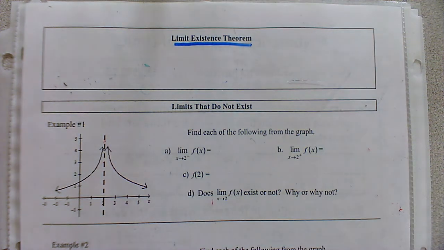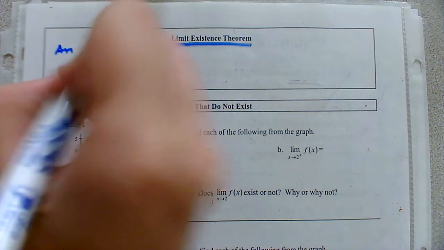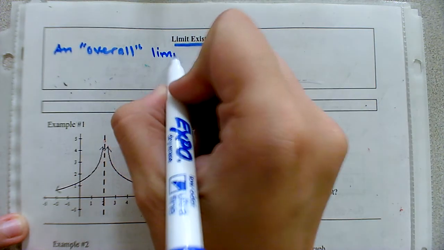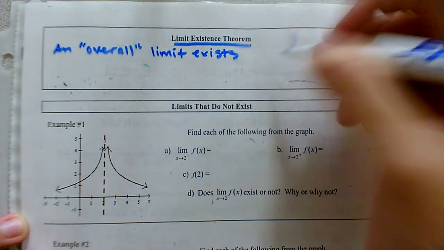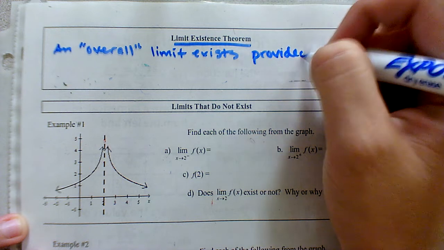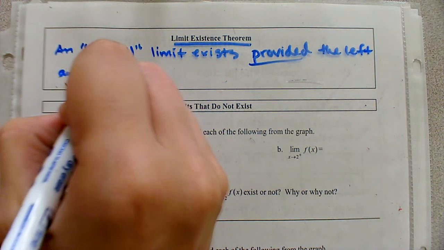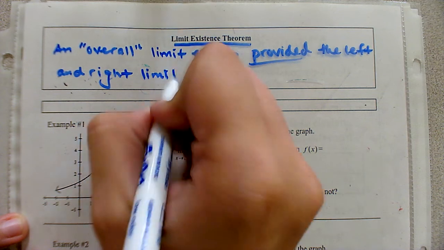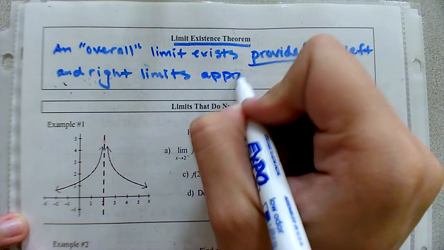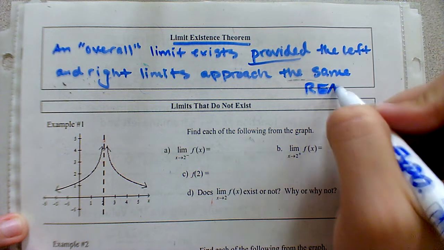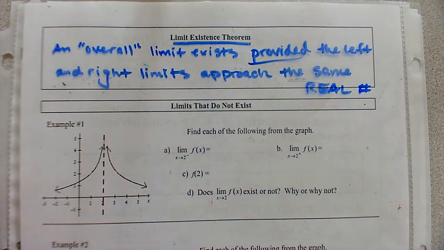So to start things off today, we're going to formally define what a limit is, like how do we know when a limit exists. We're going to say an overall limit, this is kind of my wording, an overall limit exists provided the left and right limits approach the same real number.